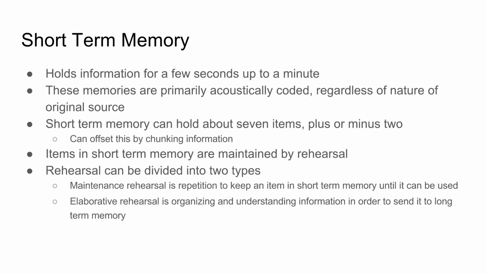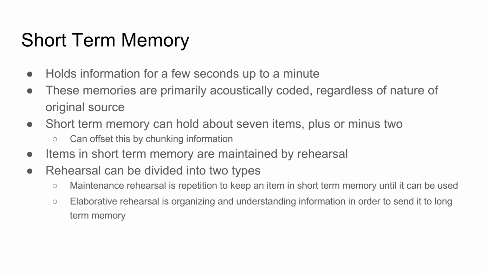And items in your short-term memory are maintained by what we call rehearsal. There are two types of rehearsal in your short-term memory. The first is what we call maintenance rehearsal, and maintenance rehearsal is essentially repetition. Keep repeating something so it stays in short-term memory until it can be used. Think of when you try to remember a phone number and you say it time and time again. Okay, I got to remember these digits, got to remember this, got to remember this. That is maintenance rehearsal. It's repetition in order to remember it until you use it.